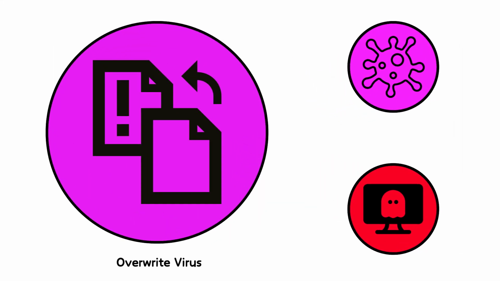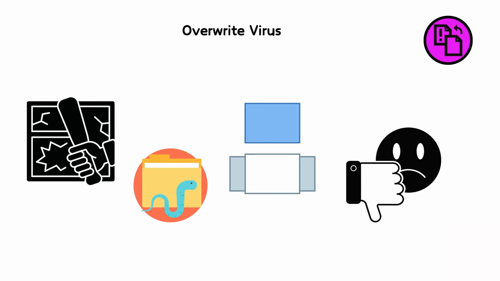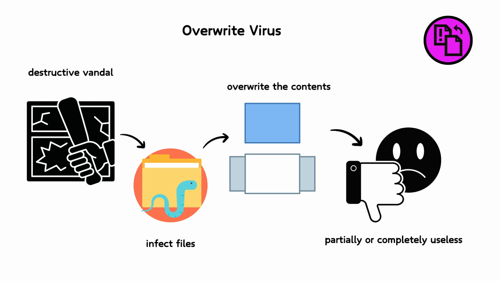Overwrite Virus. Overwrite viruses are the digital equivalent of a destructive vandal. They infect files and then proceed to overwrite the contents with their own data, destroying the original content in the process. This results in files that are either partially or completely useless.